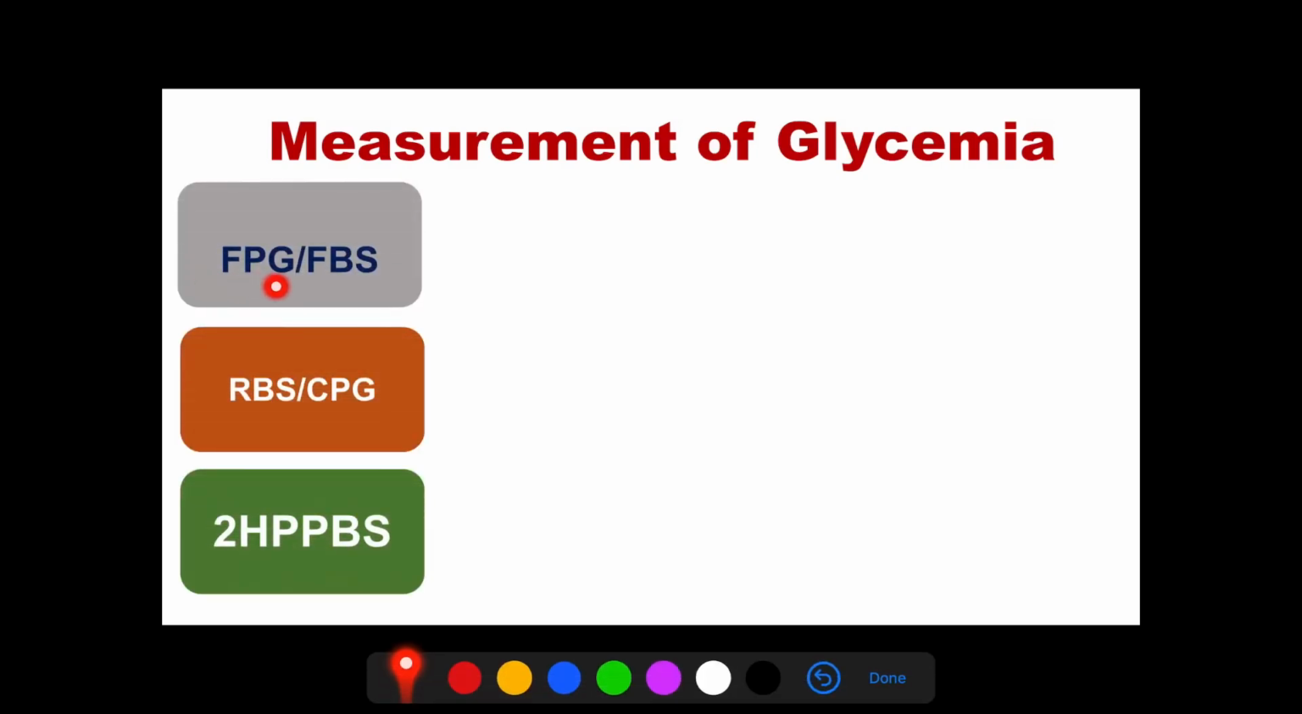Now let us look at the different laboratory tests that are used to measure the glucose concentration in a patient's sample. We have the FPG or fasting plasma glucose, or the FBS or fasting blood sugar. Another one is the RBS or random blood sugar, and the CPG or casual plasma glucose. Another one is the 2-hour postprandial blood sugar.